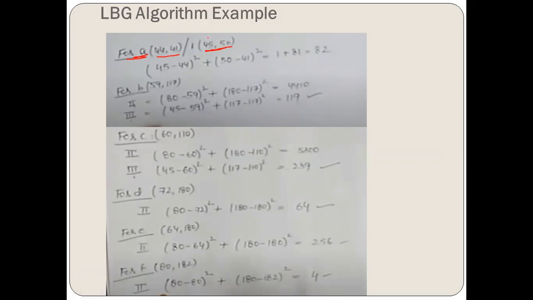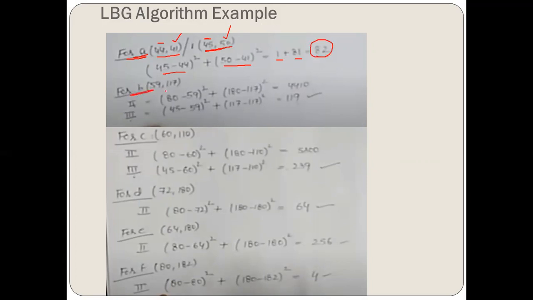So 45 from region 1 minus A height, that is 44 whole square, plus 50, that is of first, minus weight of A region, that is 51 whole square, is equal to 1 whole square plus 81, that will be equal to 82. So this is the value 82. Now similarly we are going to find out for B.